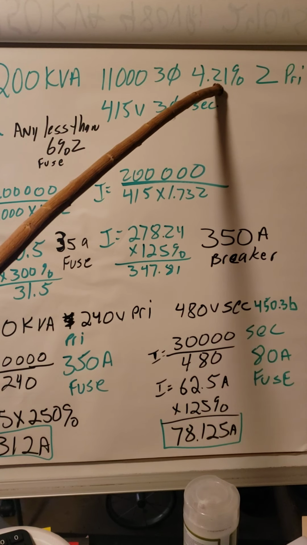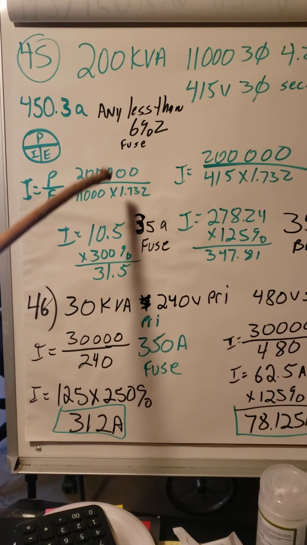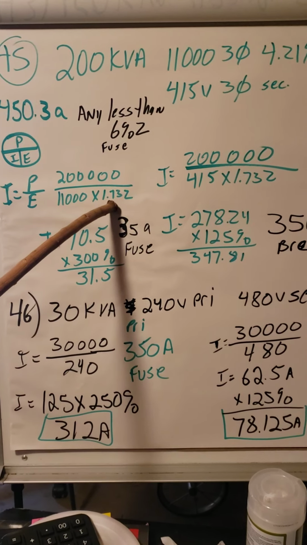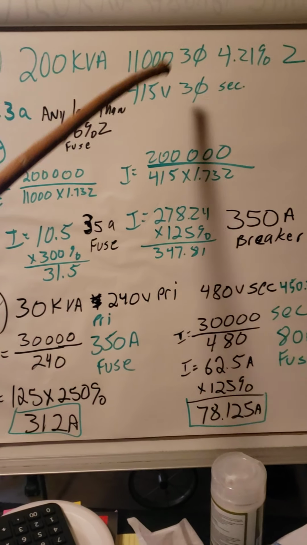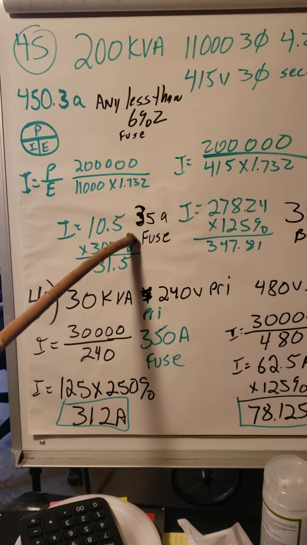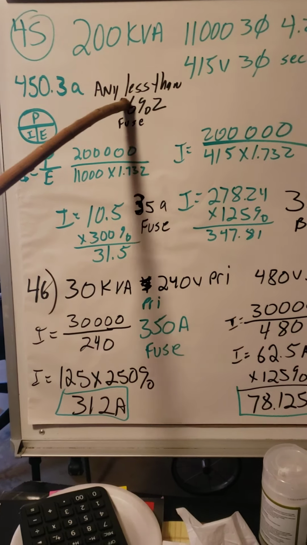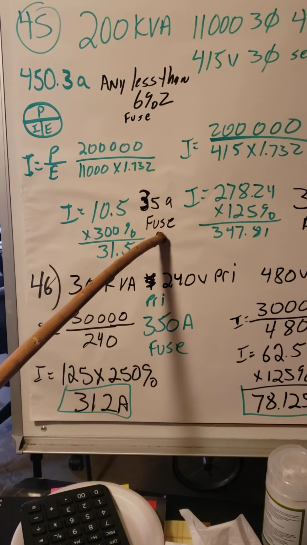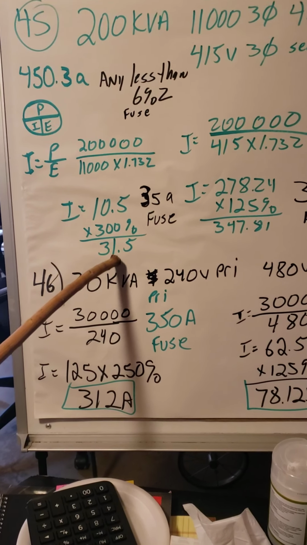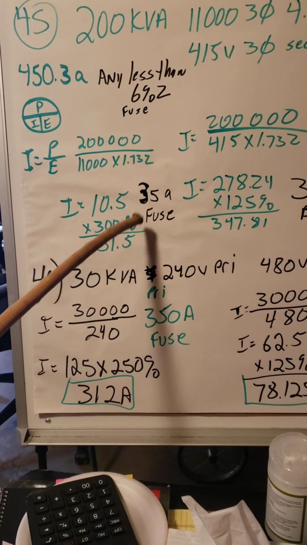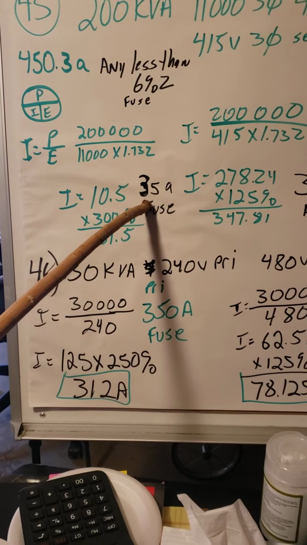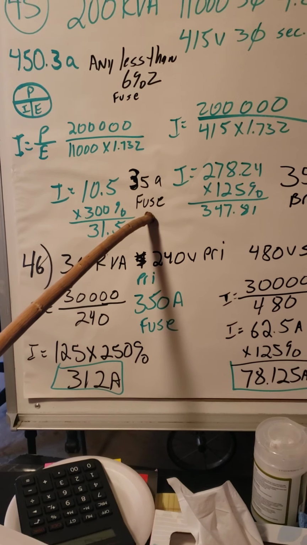There's my 4.21. So I get that 200,000 divided by 11,000 times 1.732. Again, it is a three-phase. So I equals 10.5. Up here, my multiplier is 300% because I am using a fuse. So instead of like the last question, which was 400%, this one is 300%. Comes up to 31.5. I can go to the next fuse size up. I think that's note 2 or note 1. And it comes out to 35. That'll be a 35 amp fuse.